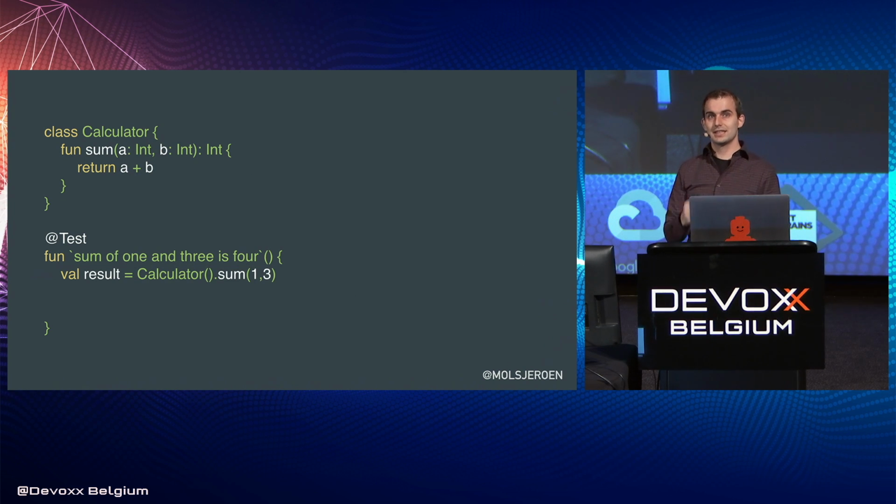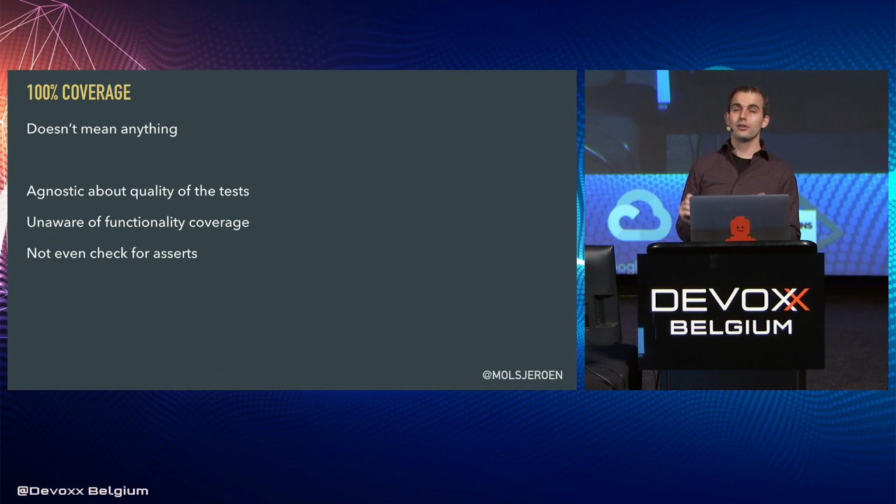Because code coverage just checks whether a line is touched during a test or not. It's not smart enough to analyze if you're actually doing a meaningful assert. So code coverage is really meaningless. But it's even worse than this, because we can also change the implementation of the calculator. If the calculator now hard-coded returns a 4, then this test still passes, we have 100% code coverage, but surely we don't have a useful calculator, right? So 100% code coverage does not mean anything. It's completely agnostic about the quality of your tests. It doesn't check any functional coverage. It doesn't even check that you have any asserts.